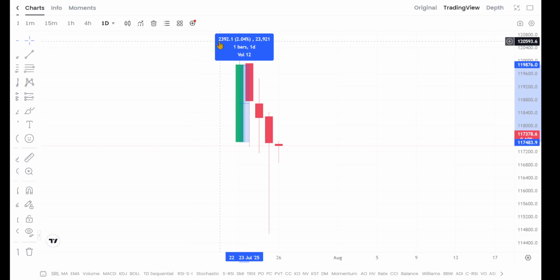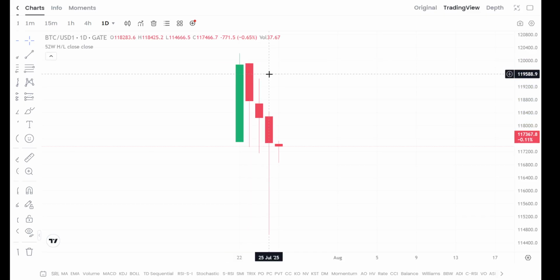The market price of Bitcoin on 22 July 2025 had increased by 2,392.1 USDT. It is 2.04%. There was a profit of 23,921 USDT. In this one bar, meaning 1 day, only 12 Bitcoin has been traded on the 1 day. The next day, the market price of Bitcoin went down.